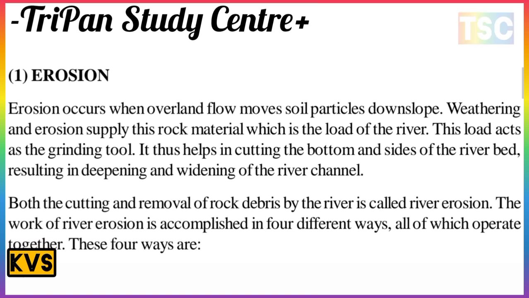The work of river erosion is accomplished in different ways. All of these operate together. These four ways are here. The first here is corrosion and abrasion.